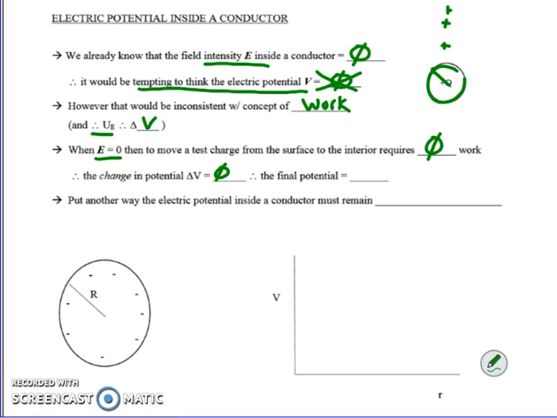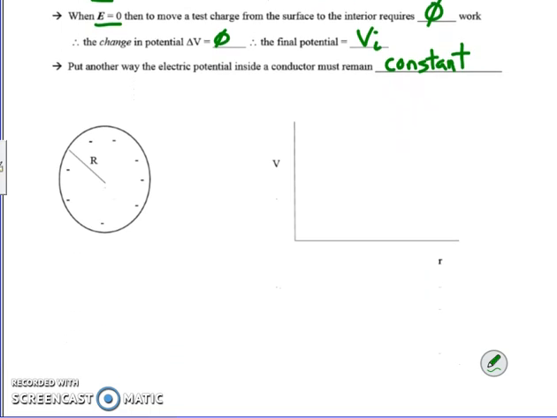Therefore, the final potential must be equal to the initial potential. So if we're here at a certain voltage, V0 or VI, then it's got to be the same no matter where we are. So the electric potential inside a conductor must remain constant. And that's consistent with the idea that the force field is 0 on the inside. No work has to be done.